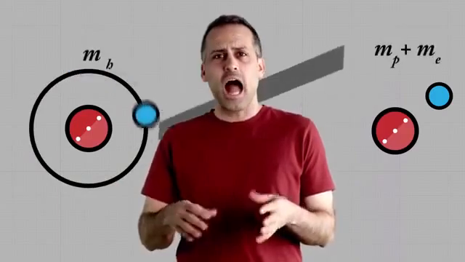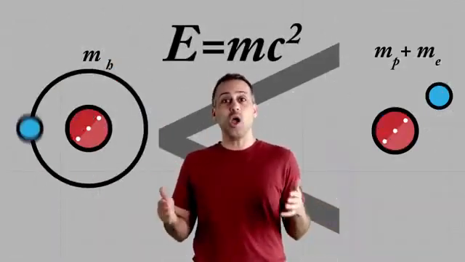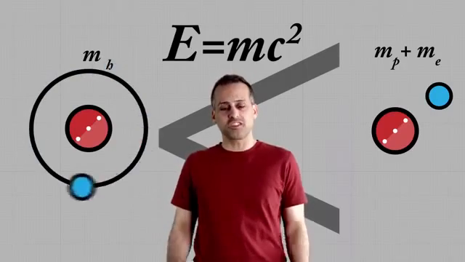An atom has less mass than the combined masses of the proton and the electron that make it up. That's right, less. How can something weigh less than the sum of its parts? Because of this. And today, we're going to clarify what the most famous equation in physics really says.